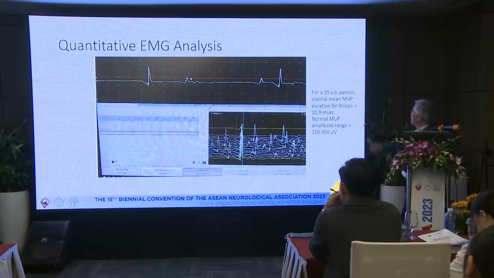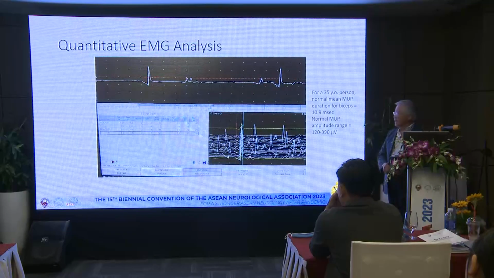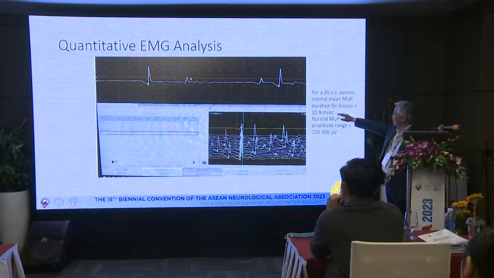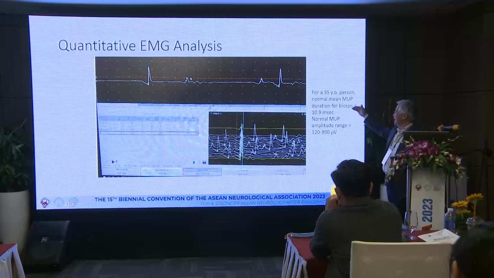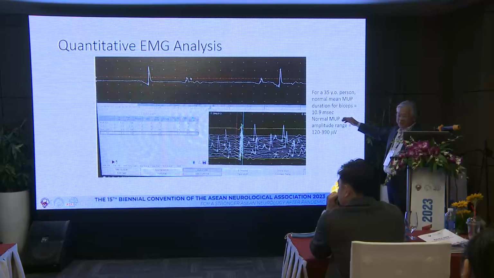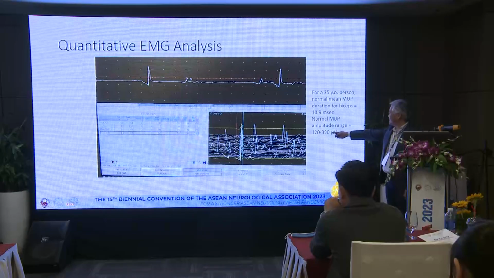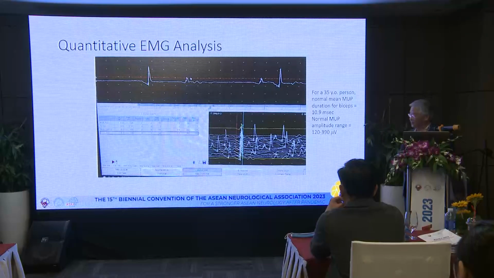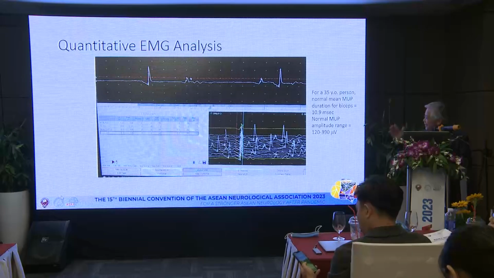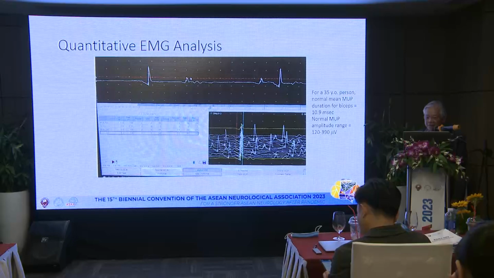So we know that for a 35-year-old person, the normal mean potential duration for bicep is 10.9, and we consider abnormality 20% above or below. So if it's 13, which is 20% above, and the duration is more than 13, you know it's neuropathic. If you have 8.7 or below, then it will qualify as myopathic. And the absolute range is anywhere between 120 to 390, and that potential, I don't know if I can tell, that potential is 106. So it falls in the low range of normal there. So that would make me think that this is myopathic.